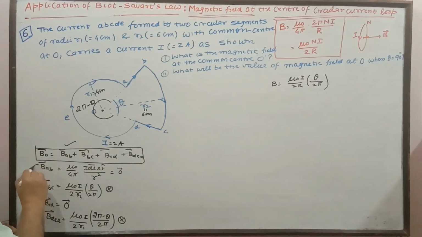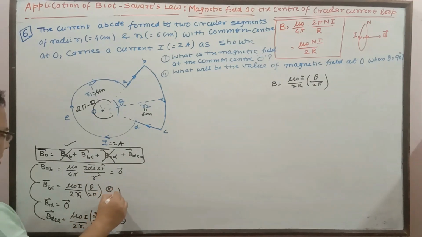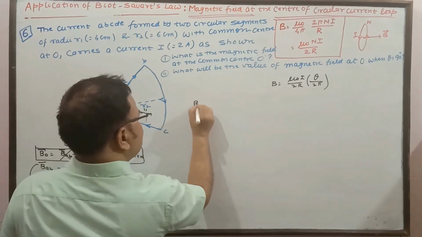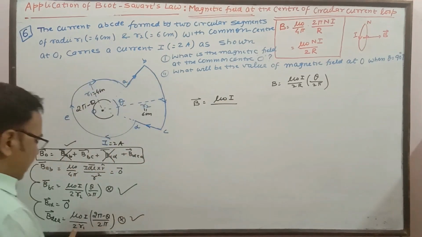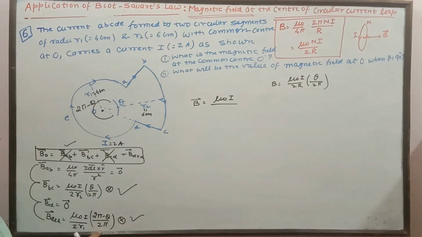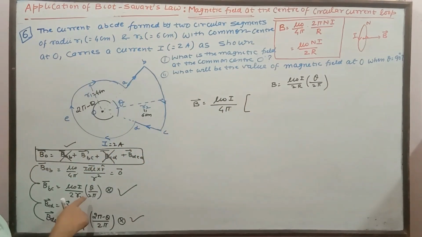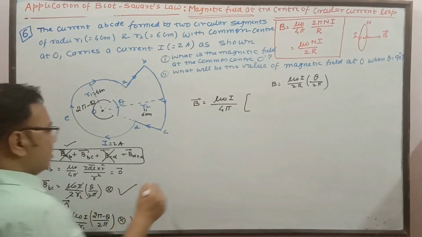Here out of these 4, AB and CD are unavailable. These two are not there, so only we have to sum this one and this one. Here mu naught I by 2 is common and 2 pi also common. So for net magnetic field, we can take out mu naught I, that is the common part, and 2 times 2 pi common, so this is 4 pi. This is common. What are we left with? We are left with theta by R2.